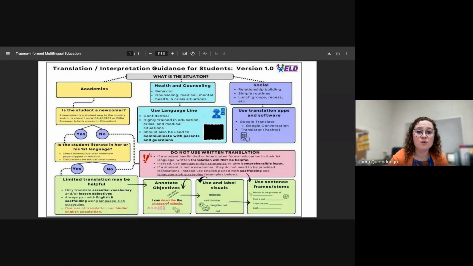Now, if we come to the point where we decide we should not be using written translation with this student, then that's when we need to think about what strategies are we using in English to make sure they're successful. And there are a few examples on this page. One is annotating objectives. So the objective here says, I can describe the phases of mitosis. What does it mean to describe? You can help students understand what that means. It says talk about or to use details. That's something simple that you can do.